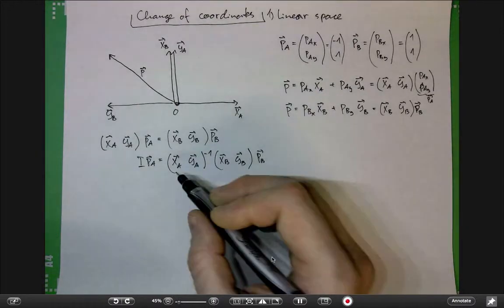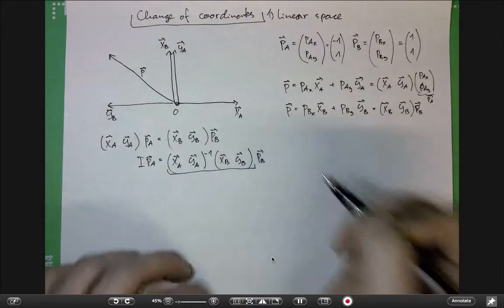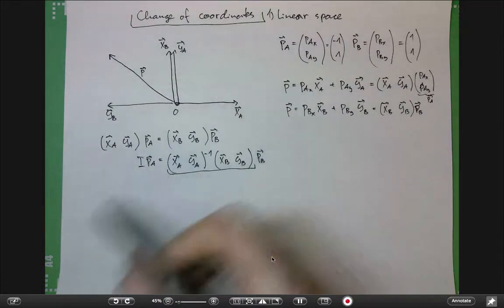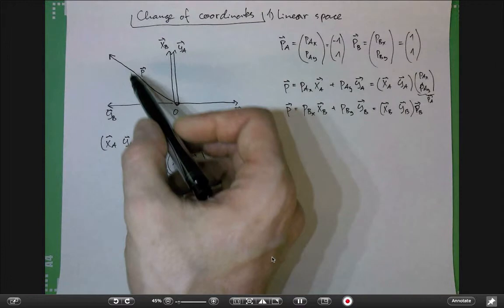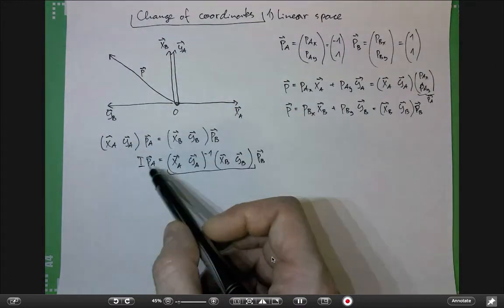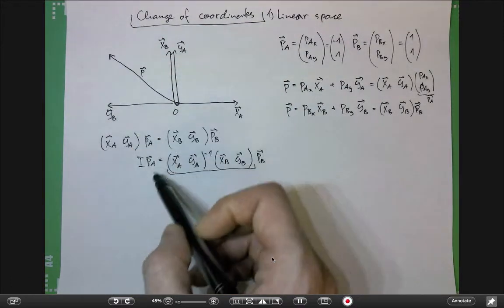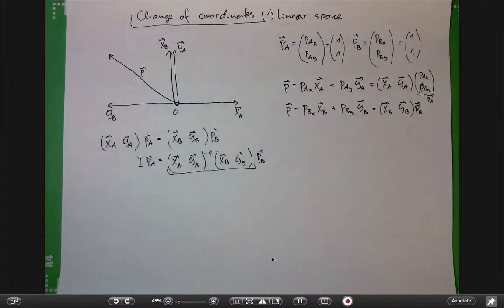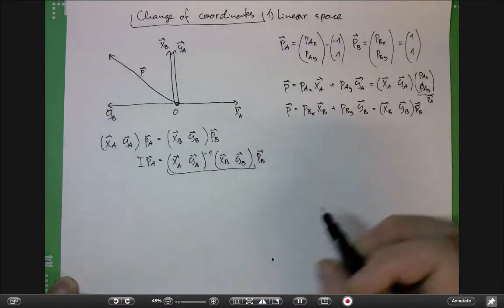So this matrix is the change of coordinates from coordinate system B to coordinate system A. PB are coordinates of P with respect to basis B. PA are coordinates of the same vector with respect to basis A. And this is the matrix which converts between the two bases. Right? Are you happy?